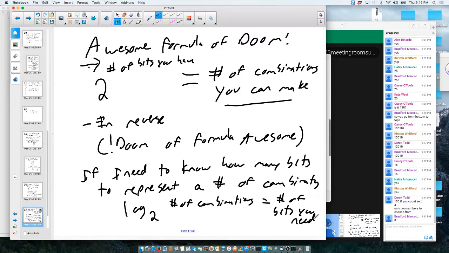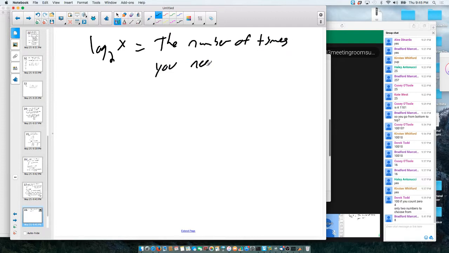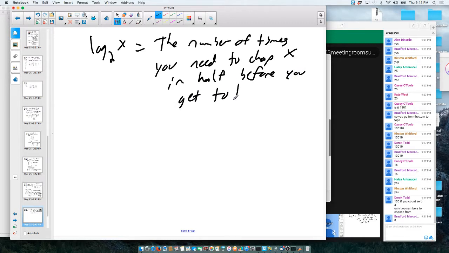Okay, so I know you guys do logs a little bit in high school, but everybody hates them because they don't make a whole lot of sense. Log to the base 2 is pretty simple. It's the number of times you need to chop x in half before you get to 1.